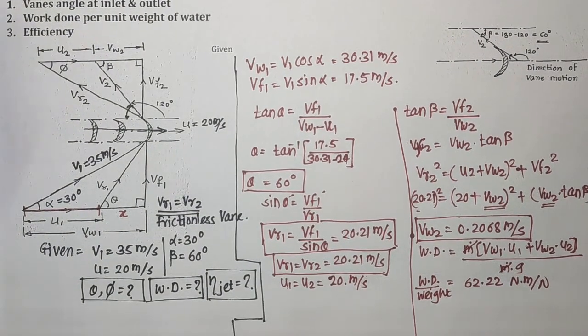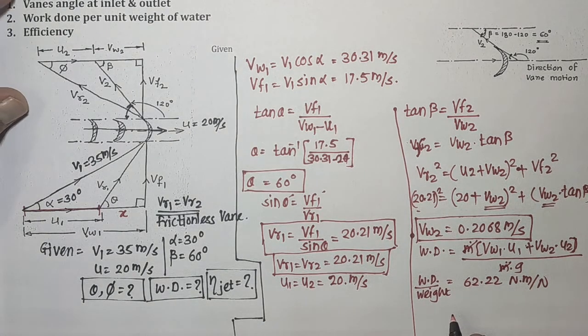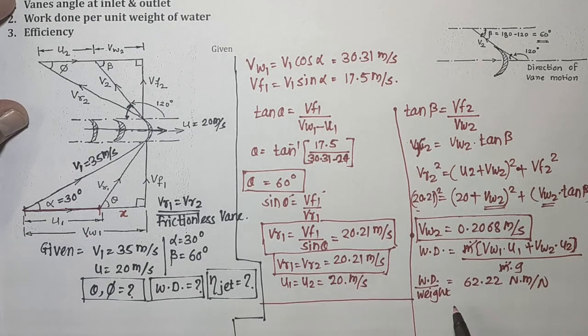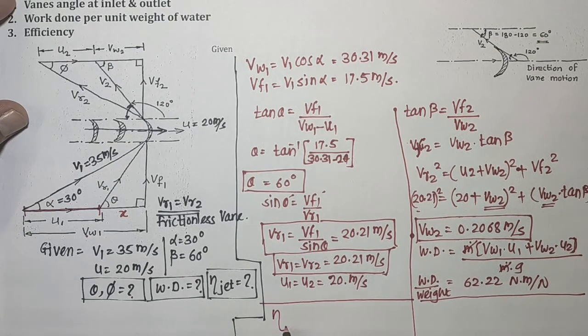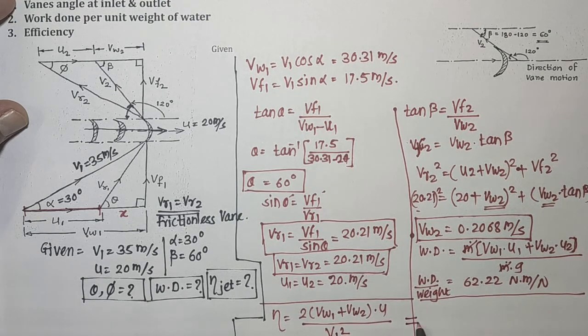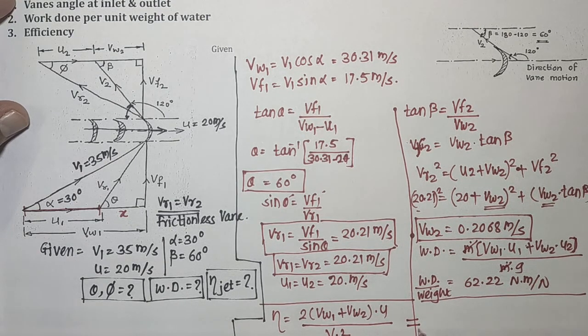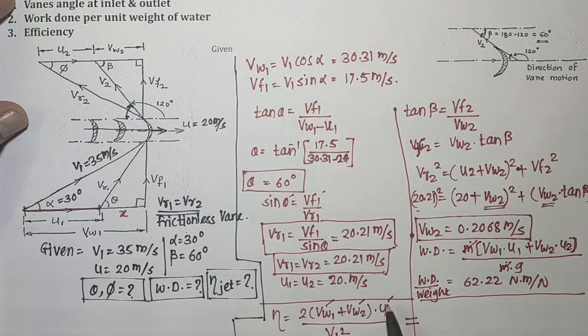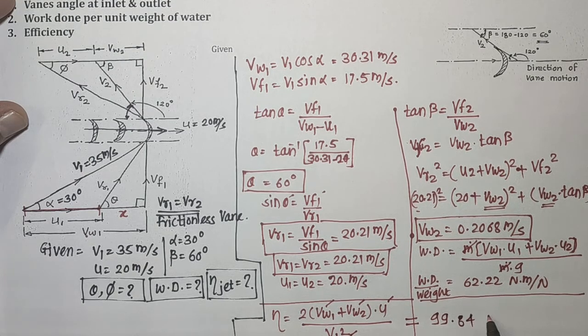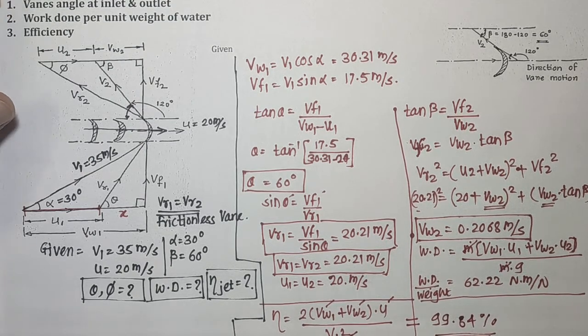Now the efficiency is given by: efficiency is equal to 2 (VW1 plus VW2) into U divided by V1 square. This can be written by putting all the available values, and we will get 99.64% as the efficiency of this jet series of vanes.